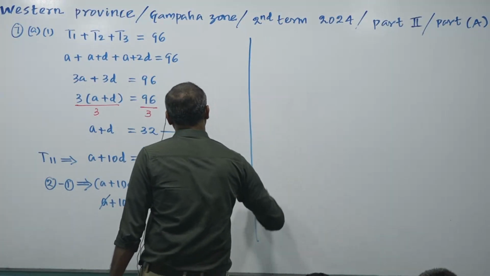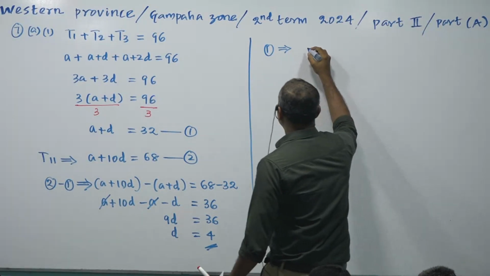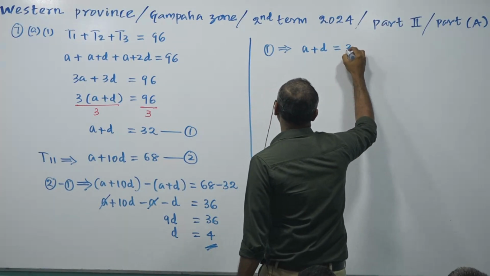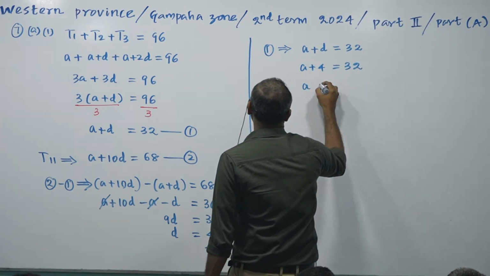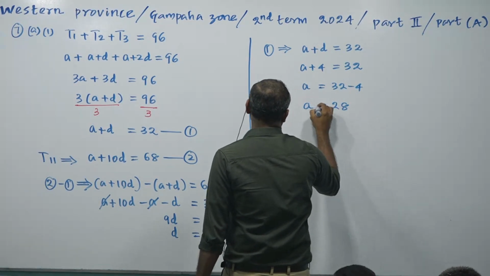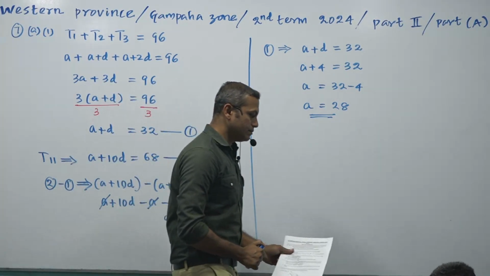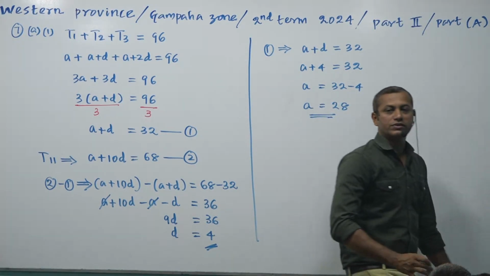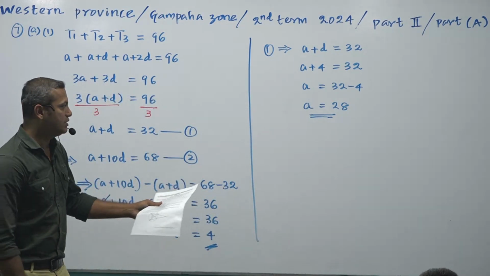Substitute this answer in the first equation. So A plus D is equal to 32. A plus 4 is equal to 32. Then A equals 32 minus 4. How much? 28. A equals 28. Check your answer. Did you get this correct? Yes, now use these two values and substitute in the formula.